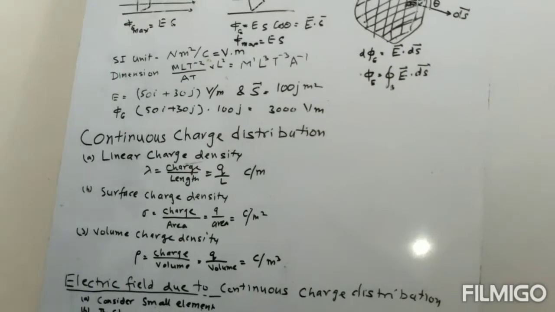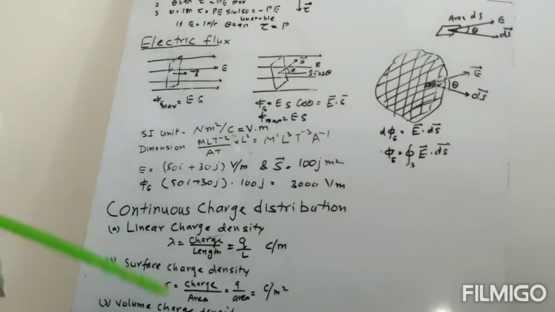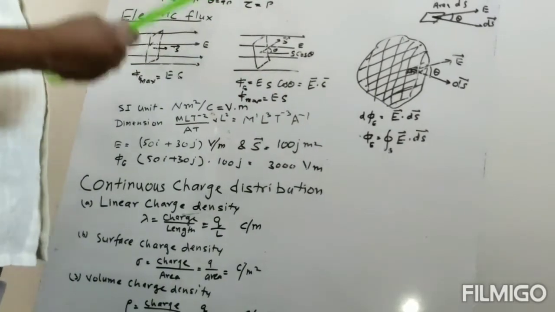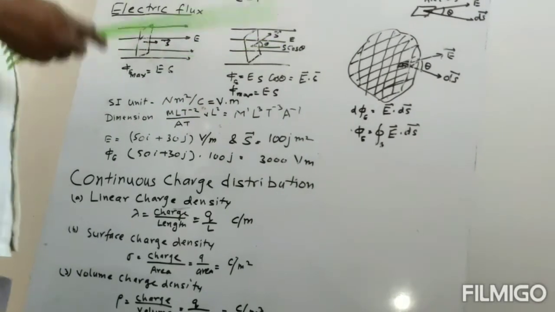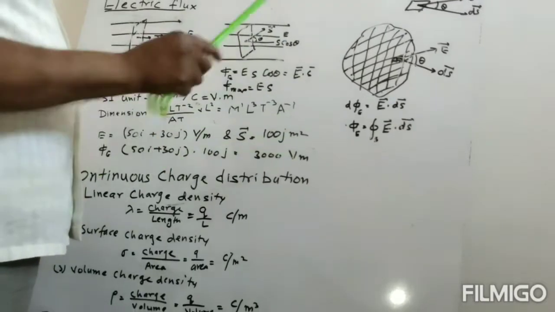So this is all about the electrical flux. If the electrical flux is more, then electrical field will also be more. So the density of electrical lines of force or electrical field lines is a measure of electrical field.